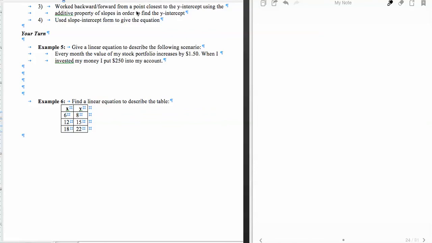Okay, this will be our last lecture on section 3.5. This is a your turn example. So I want you to pause your monitor and grab these two examples, work them on your own, and then come back, unpause, and see how you did.